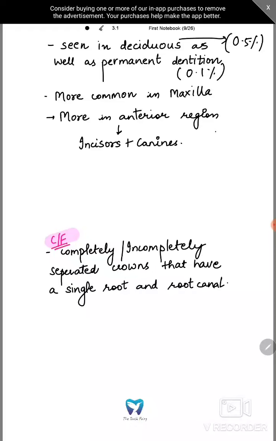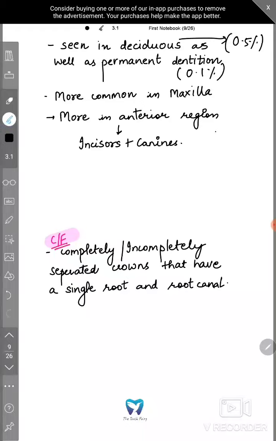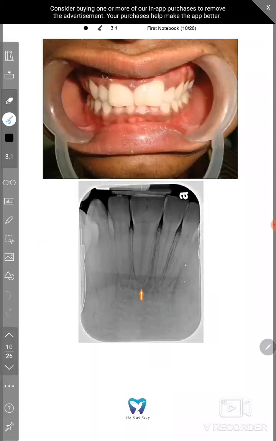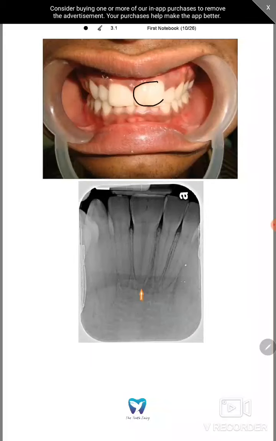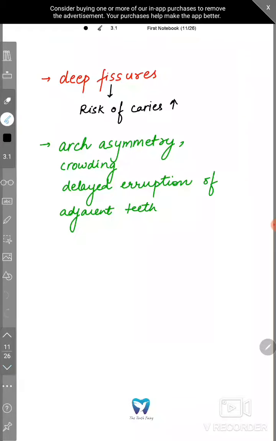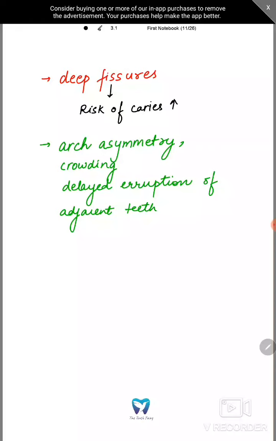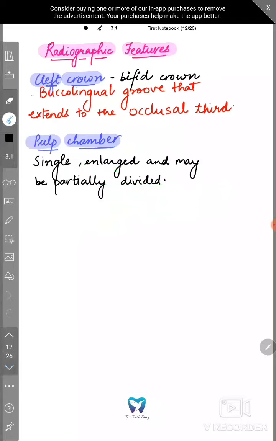So here we have clinical features. There are completely or incompletely separated crowns which have a single root and root canal. Like you can see here, this is a joined crown, but they have a single root. So this is gemination. The problems which can arise are due to deep fissures: the risk of caries can be increased. There can be arch asymmetry, crowding or delayed eruption of adjacent teeth.